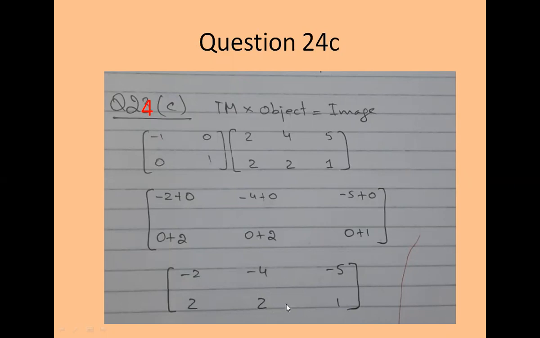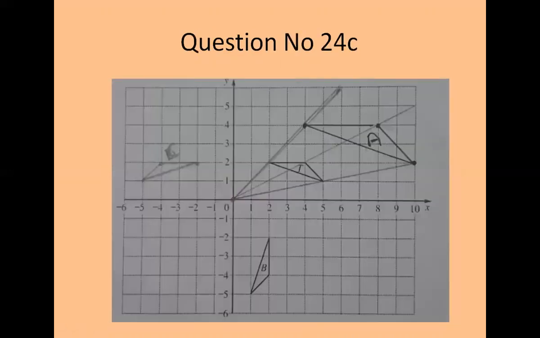I will plot. These are the coordinates of the image: -2, 2, -4, 2, -5, 1. These are the X's and these are the Y's. These are the coordinates of the image. You just plot them. You can see here -2, 2, -4, 2, -5, 1. You have plotted them, and this is the diagram. This is the triangle C, which has been mapped onto.